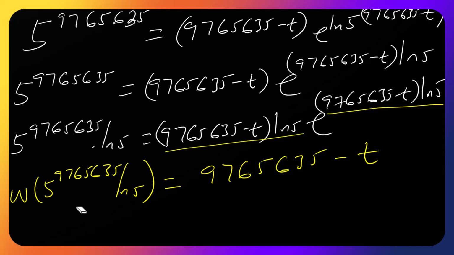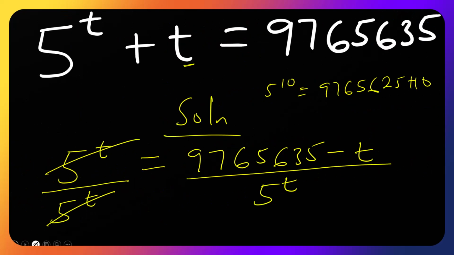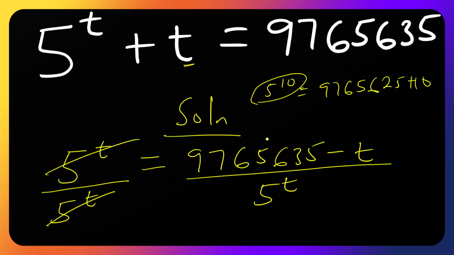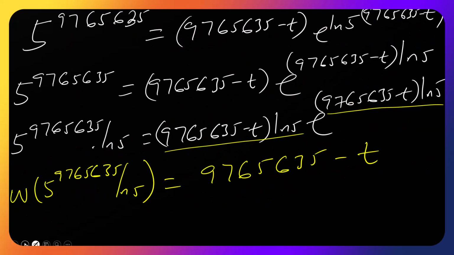Okay, now let's focus on the left hand side. Remember we created this one, so we need to create this 5 to the power 10 in here. So we need that 5 to the power 10 in here. So 5 to the power 10 will be 9765625.